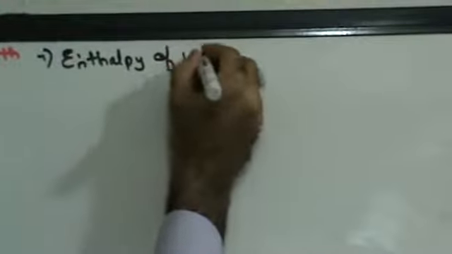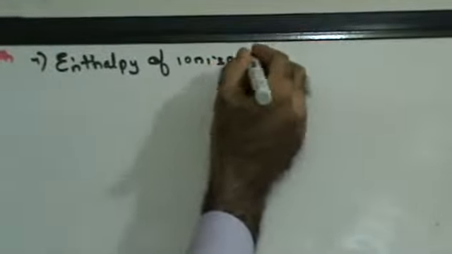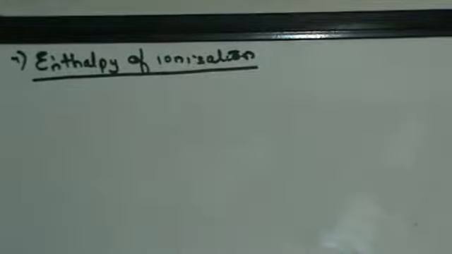So, when we talk about enthalpy of atomic or molecular changes, you can have enthalpy of ionization. Right? Now, what do I understand by enthalpy of ionization? The enthalpy change that accompanies the removal of an electron from an atom or an ion in 1 mole of gaseous state is enthalpy of ionization.